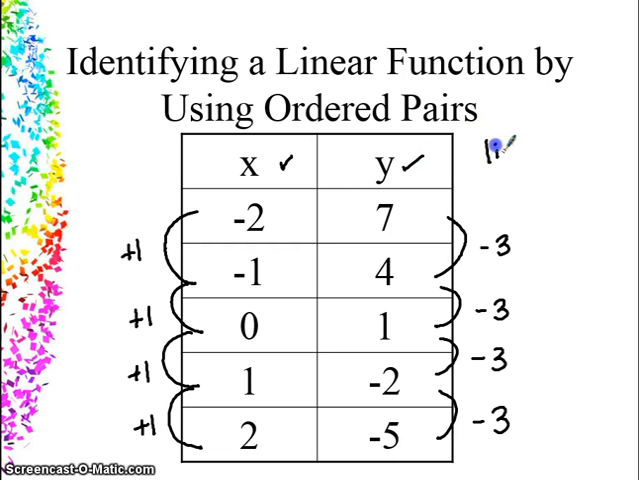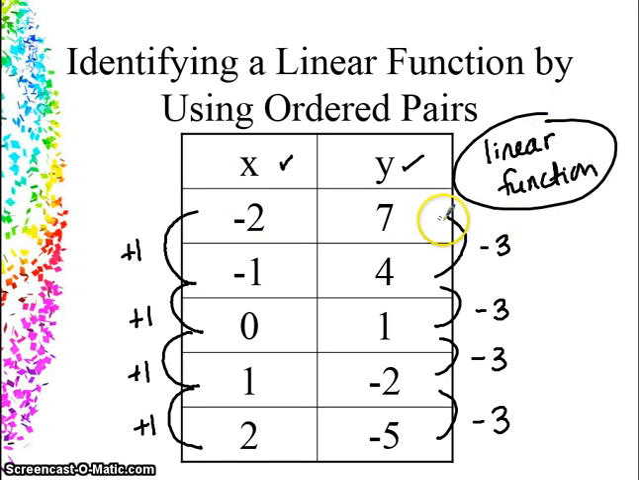So this is a linear function because the inputs and the outputs form a constant rate of change. And we will learn that that constant rate of change is that it changes down 3 every time the input changes 1. This is what's going to be referred to as slope later on. That's just a little preview.